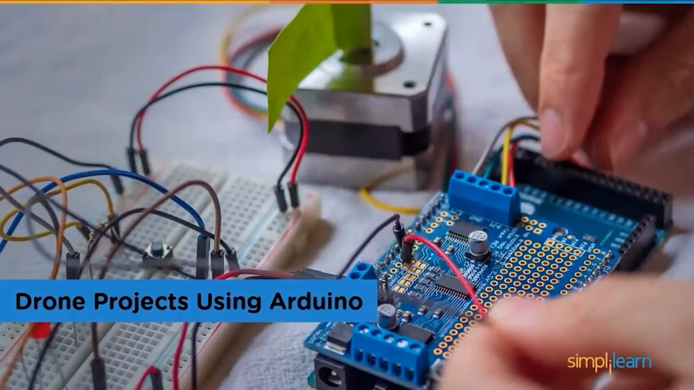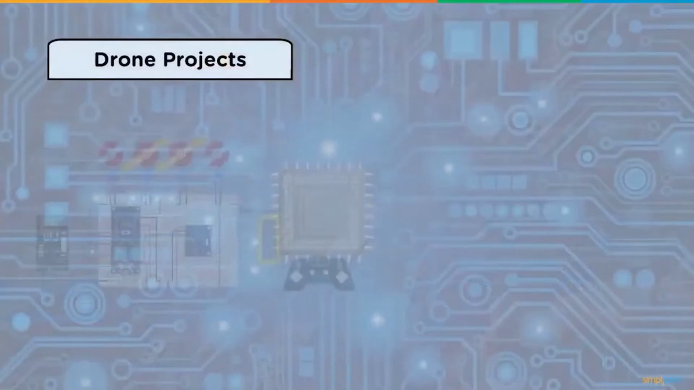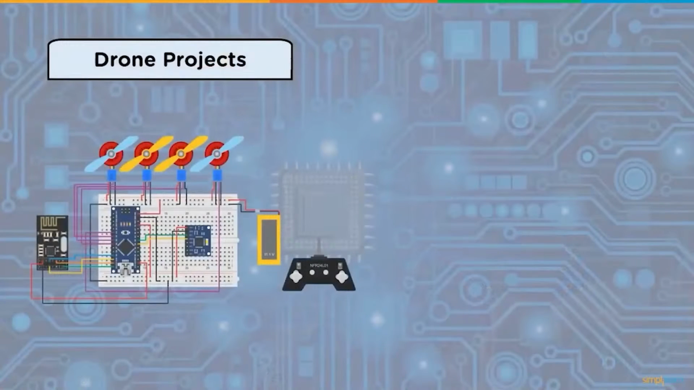Drone projects using Arduino. Drones are airborne vehicles that range in size from micro to multi-rotor quadcopters. A camera is sometimes included with the drone, allowing the users to watch and record the bird's eye perspective. A drone is made up of numerous parts, one of the most significant of which is the flight controller, which acts as the drone's brain.